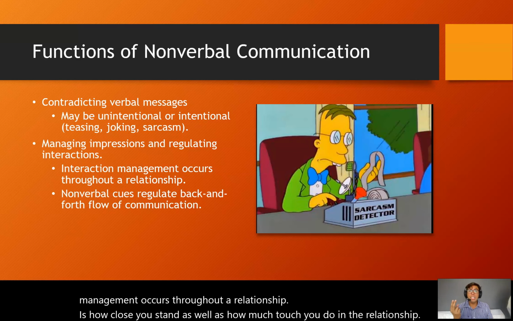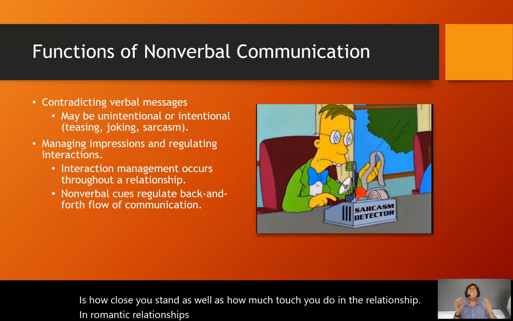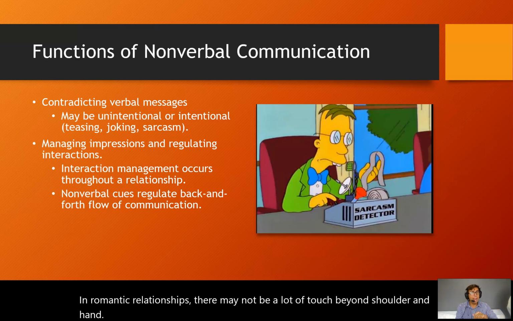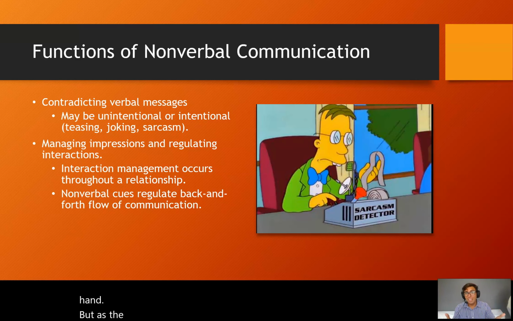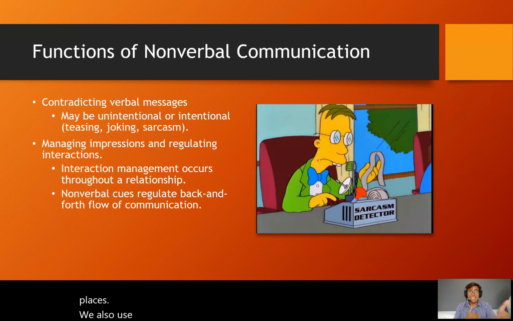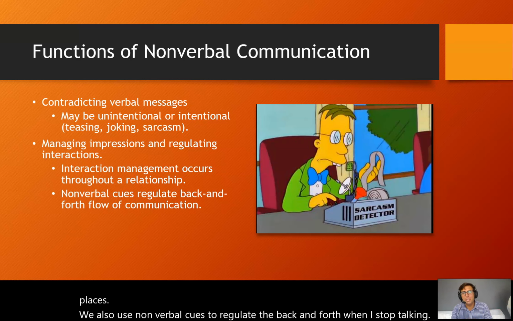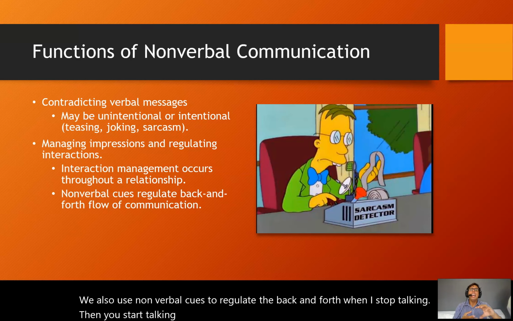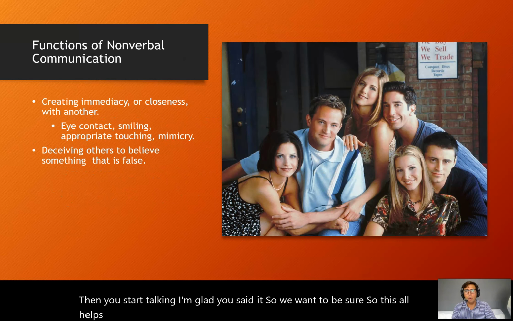In romantic relationships, there may not be a lot of touch beyond shoulder and hand. But as the romantic relationship develops, it can go to the mouth and other places. We also use nonverbal cues to regulate the back and forth. When I stop talking, then you start talking. I'm glad you said it. So we want to be sure. So this all helps with regulating the interaction.